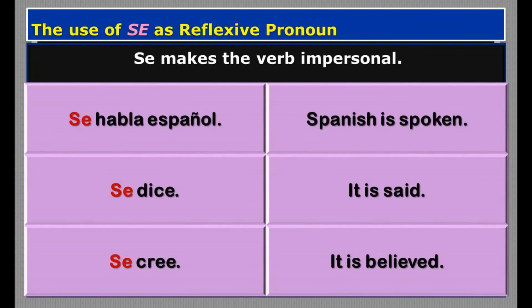The objective pronoun se is also used as a reflexive pronoun. First, se makes the verb impersonal. In the following cases: Spanish is spoken, se habla español, Spanish itself is spoken; se dice, it itself is said; se cree, it itself is believed.